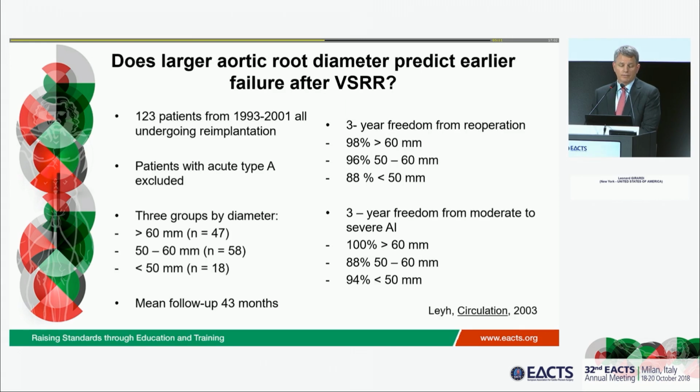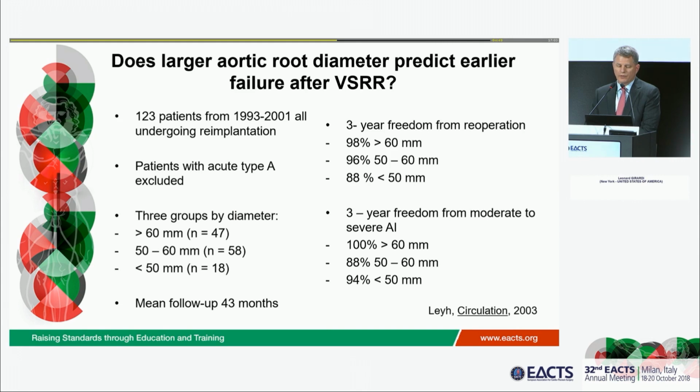Now, does the patient with a larger aortic root diameter deserve an opportunity to have a valve-sparing root repair? The group from Hanover looked at 123 patients, excluding those with type A dissections, and broke up the group into 3 separate diameters: those greater than 60 millimeters, those 50 to 60 millimeters, and those less than 50 millimeters. The mean follow-up was a little over 3 years.